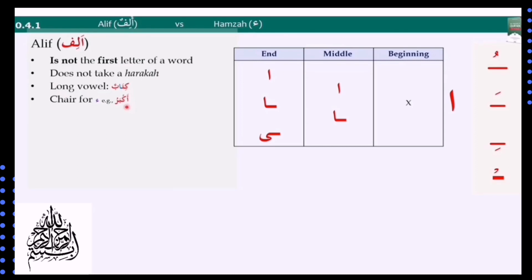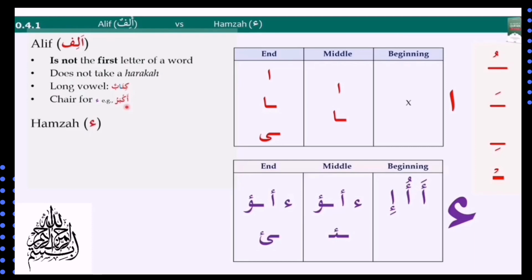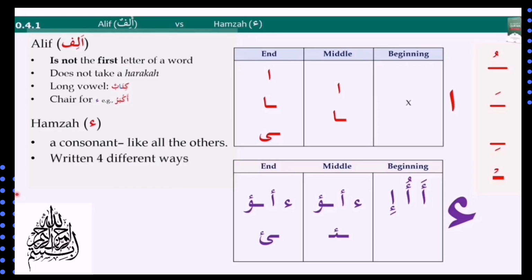As for Hamza, Hamza is like any other letter of the alphabet, except it has slightly different writing rules. Number one, Hamza can come at the beginning, middle, or the end of a word. So it can come like any other letter of the alphabet. So it's a consonant, like all the others. But it is written four different ways, please note. Whenever it is written as the first letter of a word, it will always be written on an Alif. So this is A, U, I.